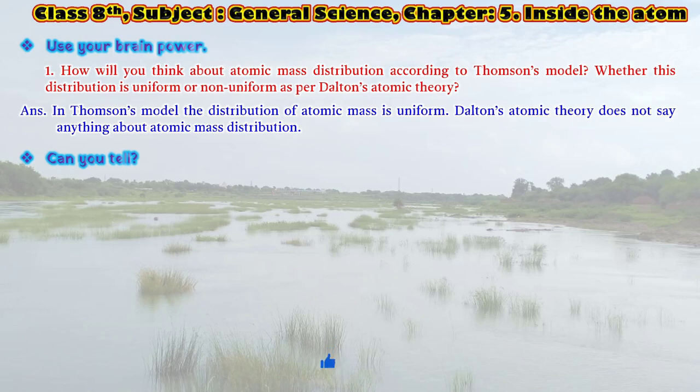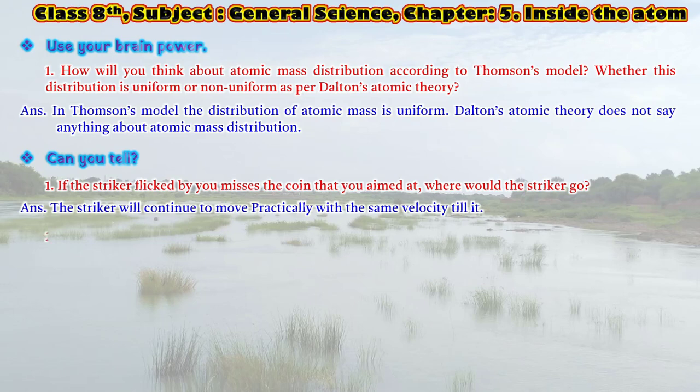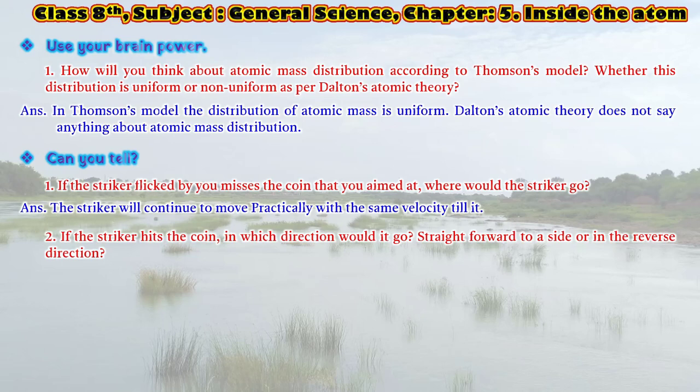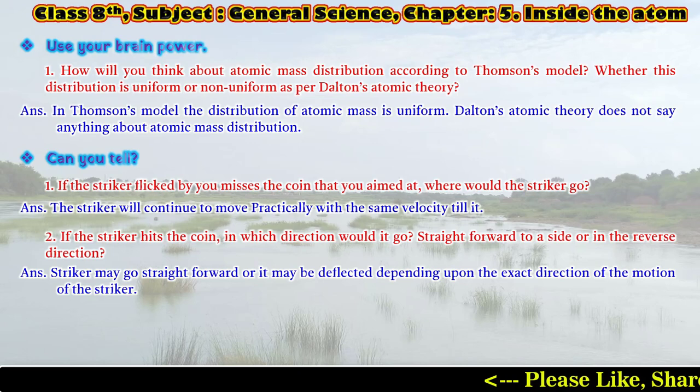Next is: can you tell? If the striker flicked by you misses the coin that you aimed at, where would the striker go? Its answer is: the striker will continue to move practically with the same velocity. Next question. If the striker hits the coin, in which direction would it go? Straight forward, to a side, or in the reverse direction? Answer is: the striker may go straight forward or it may be deflected depending upon the exact direction of the motion of the striker.